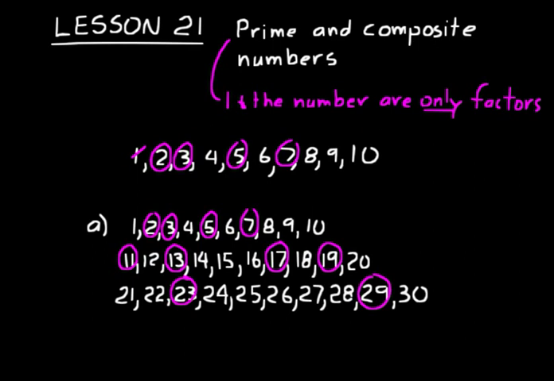Or in other words, 1 and the number itself are the only factors. Remember, we kind of think of factors and divisibility interchangeably. All of the other numbers that I have listed there, except for 1, of course, those are all composite numbers. They all have more than 2 factors.